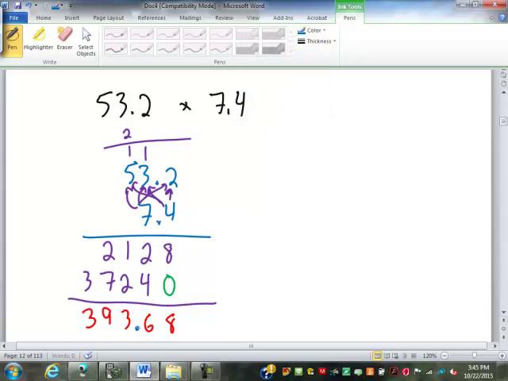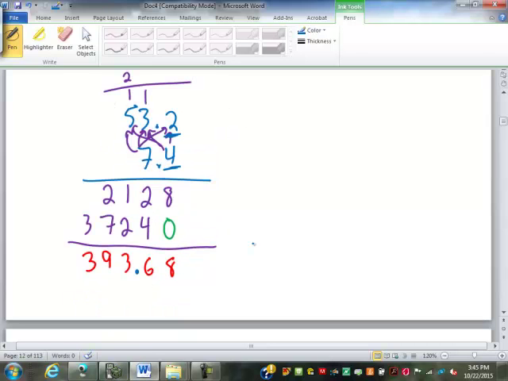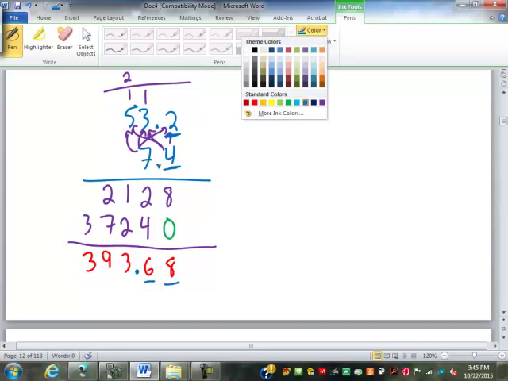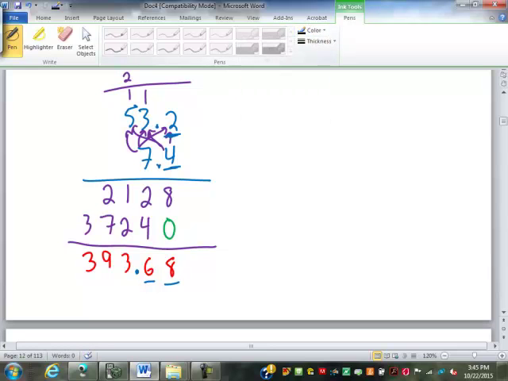So between the 3 and the 6. Perfect. 1, 2 decimal places in the problem. 1, 2 decimal places in the answer. Now there's another way we can locate that decimal point.